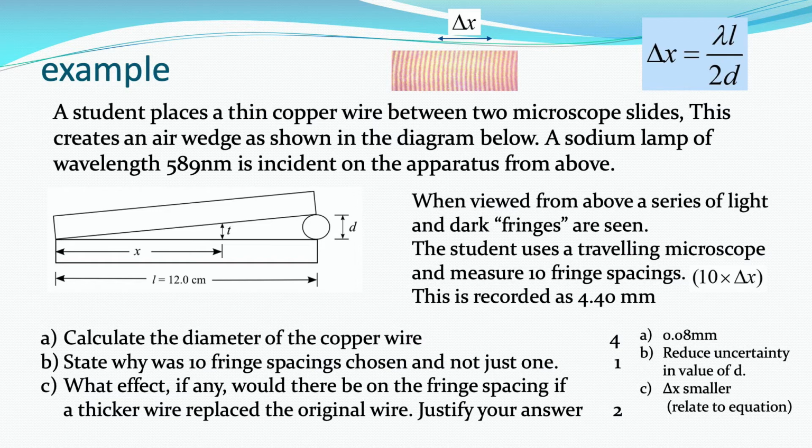Part C, what effect, if any, would there be on the fringe spacing if a thicker wire replaced the original wire? And justify your answer. Well, if it was a thicker wire, then small d would be bigger, and in our relationship, small d is on the bottom of the right hand side, so if small d is bigger, then delta x will be smaller, so the fringes will be closer together, and that of course is assuming that the wavelength of the light and the length of the microscope slides stays the same.